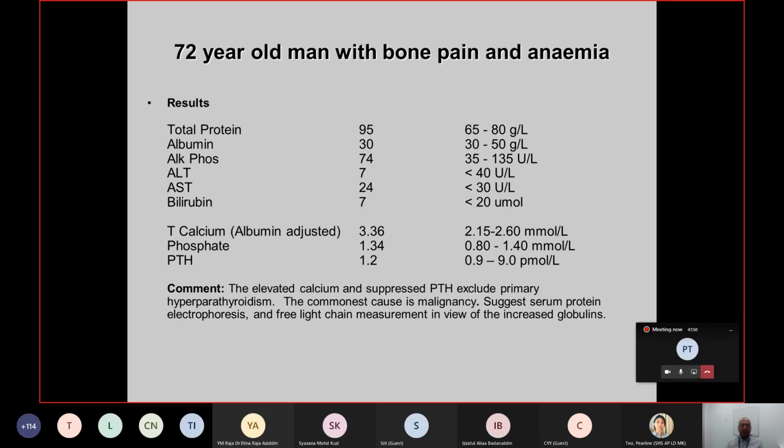So the elevated calcium and suppressed PTH, I mean, it's not totally suppressed, but low normal PTH, exclude primary hyperparathyroidism. The commonest cause is malignancy, especially at this age. So we would suggest protein electrophoresis, and now we do serum free light chain measurement to diagnose multiple myeloma, which was the case in this patient.